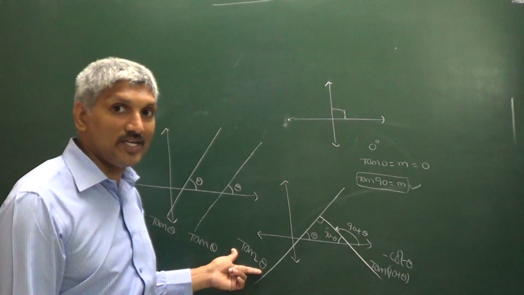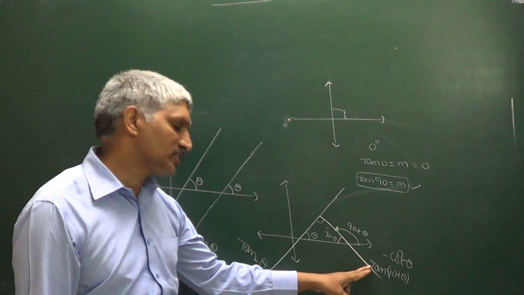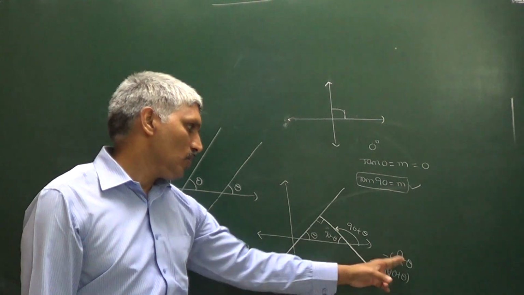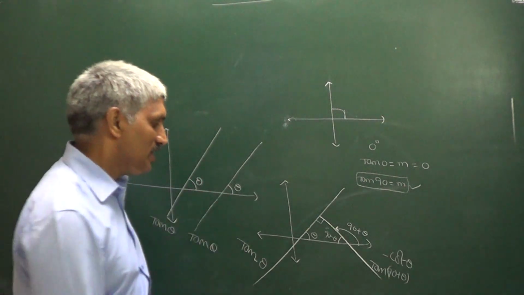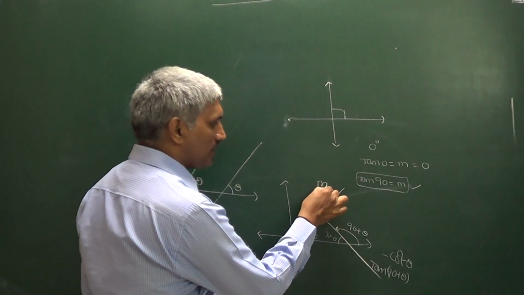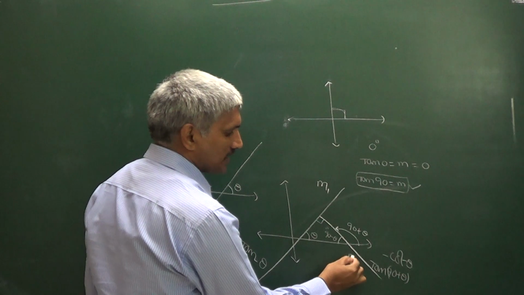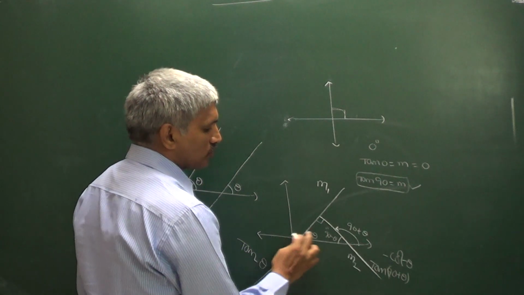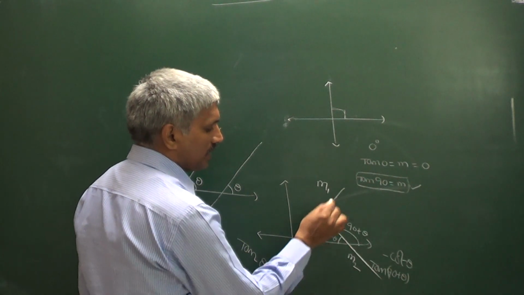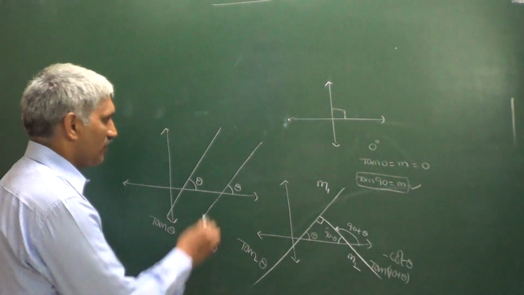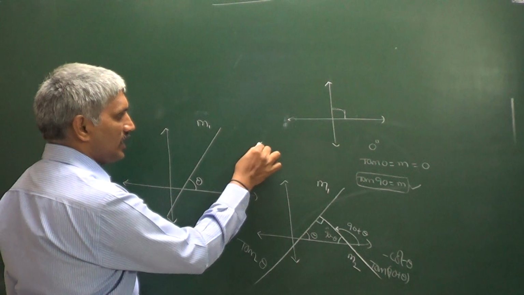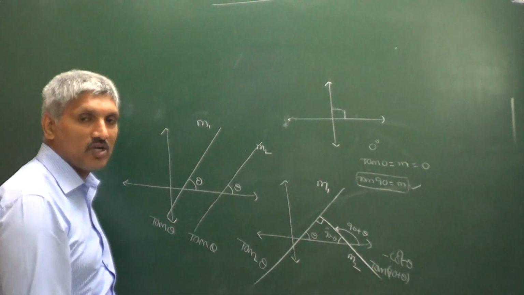This line's slope is tan theta. This line's slope is minus cot theta. What about the multiplication of these two? We are getting minus 1. That's why, if one line's slope is m1 and the other line's slope is m2, and the two lines are perpendicular, then the product of the slopes is equal to minus 1. If the two lines are parallel, then their slopes must be equal.